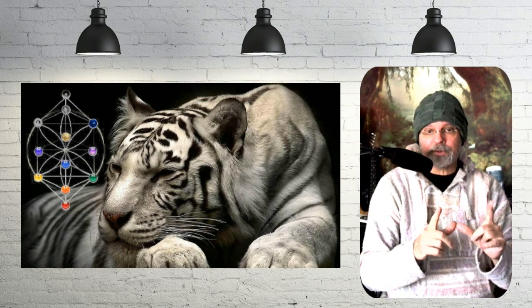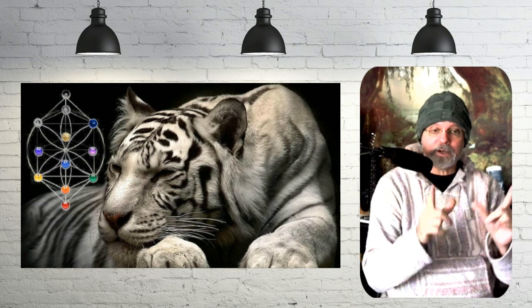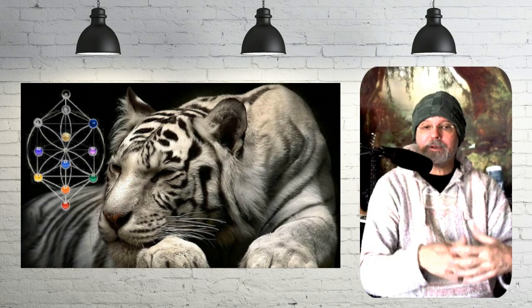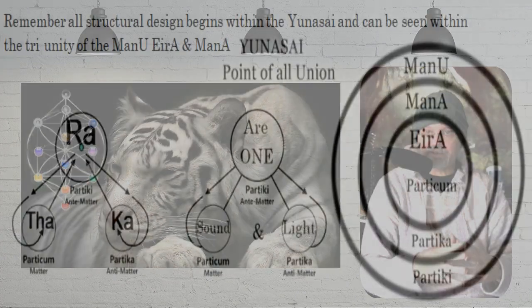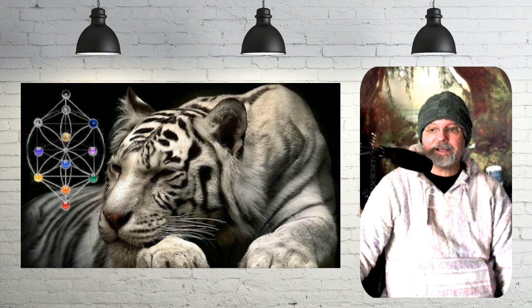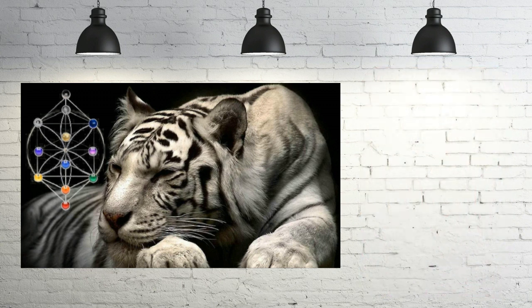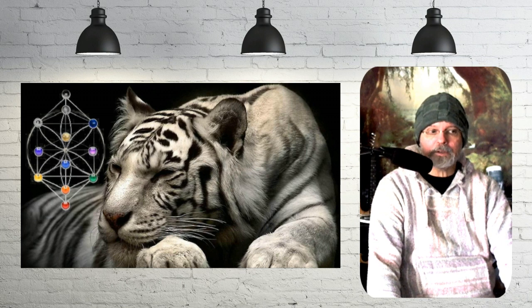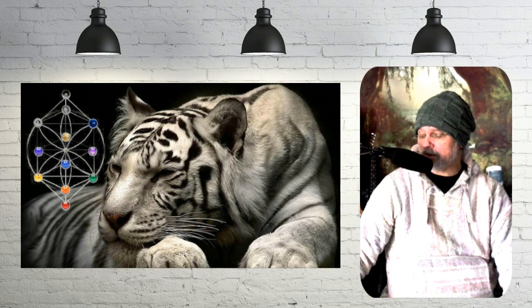It's also important to remember the point of origin for all of this design. All structure design begins with the unici and can be seen within the triunity of the Manu, Ire, and Mane. I would just like to add at this point that the Cosmic Shorts playlist covers this, and it would be to your advantage to look at that if you have not gone through it. So let's get on with the Kathara.